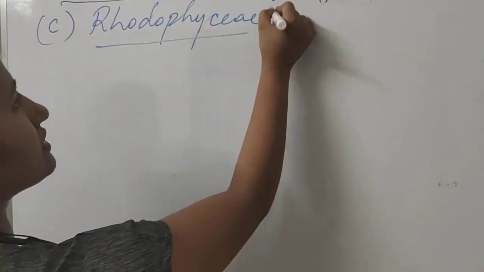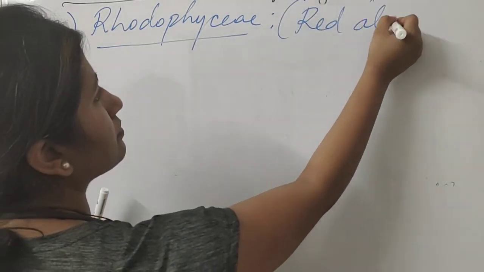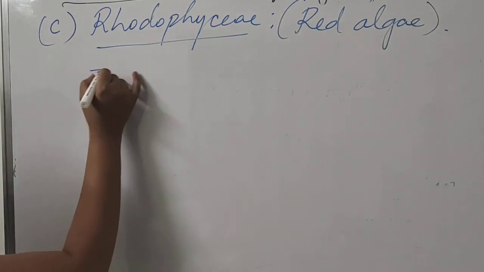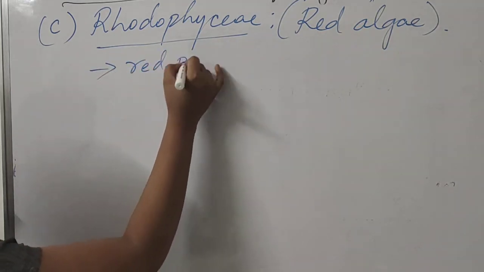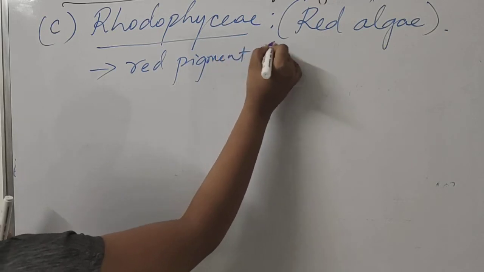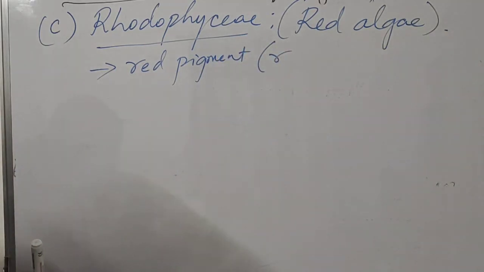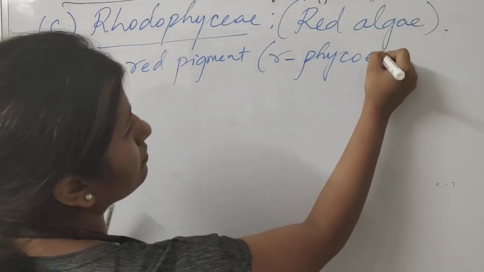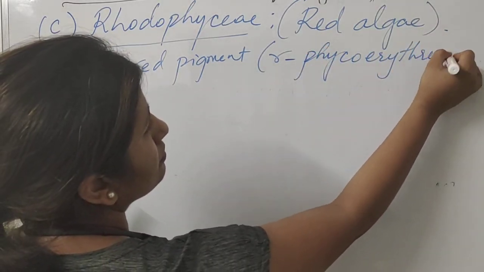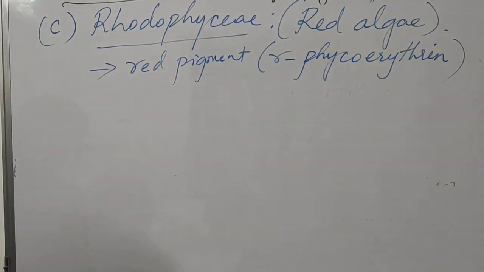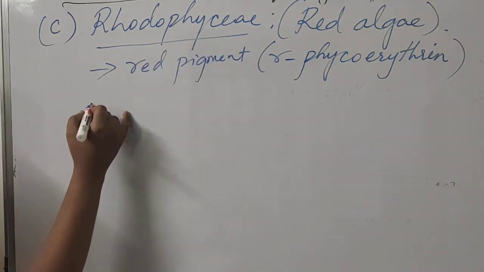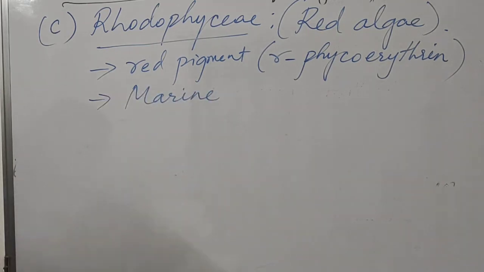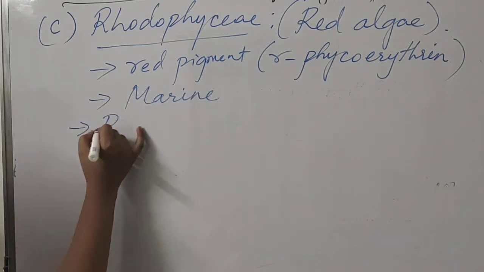They are also known as red algae. And why are they red? Because they have a red pigment known as phycoerythrin. This is the name of the pigment. They are marine dwellers, found in marine habitats. And the red thallus.